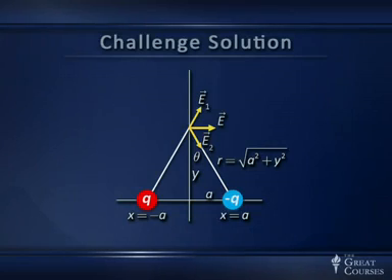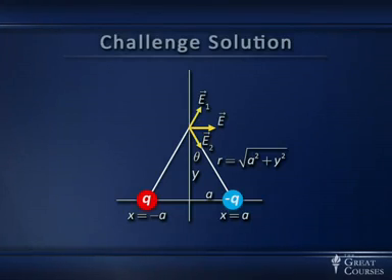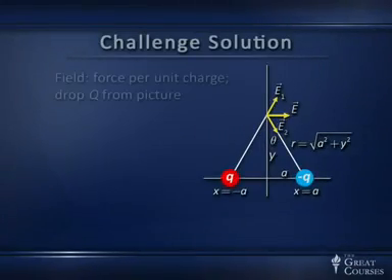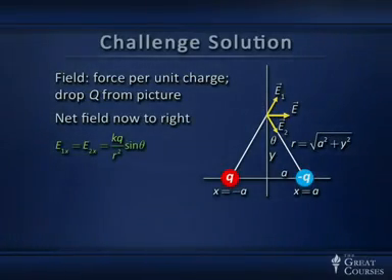And you'll see that the net field is now pointing to the right because those two fields, their vertical components cancel and their horizontal components add to give us a net field to the right, which is consistent with that picture of the dipole field that I drew for you before. The field went sort of parallel to the axis of the dipole, the line between the two charges, at the point right on the perpendicular bisector, and that's what we see happening here. Okay. So field is force per unit charge, so I dropped Q out of the picture. The net field is now to the right, and we can calculate the field.